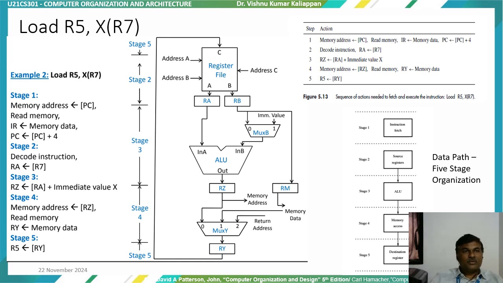Here you can see an example of load R5 comma X of R7. So usually, what is load R5 X of R7?